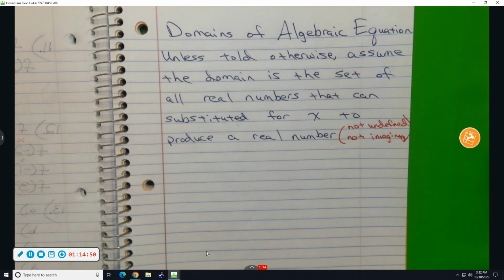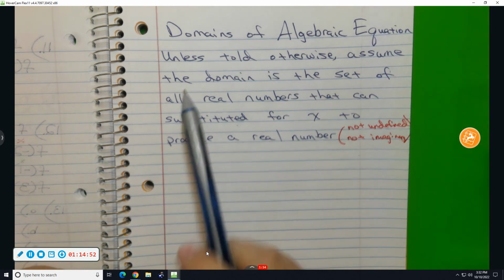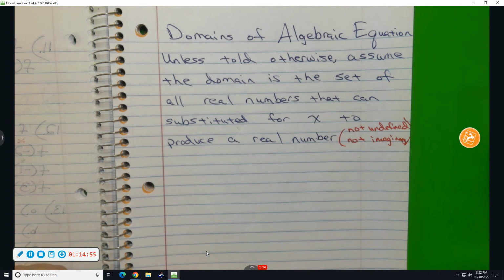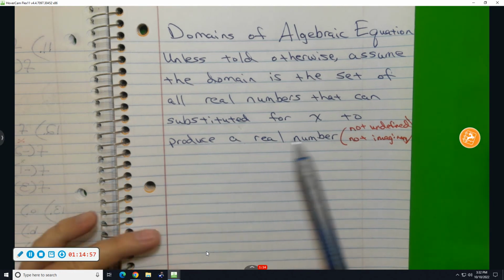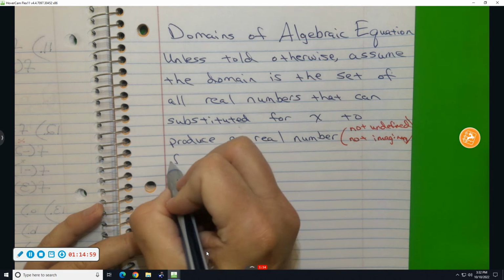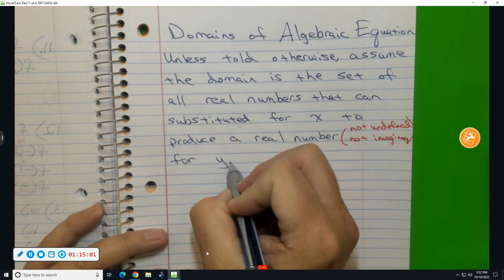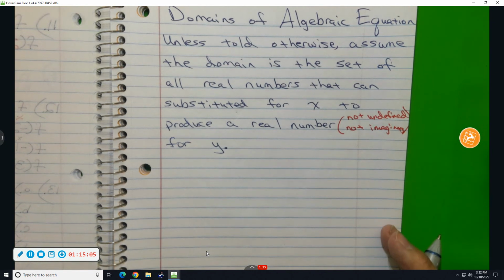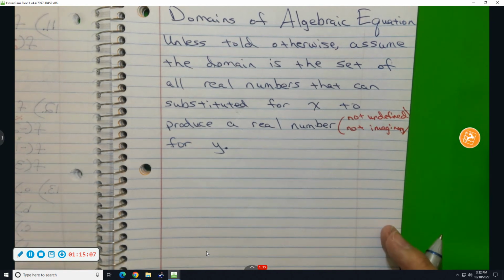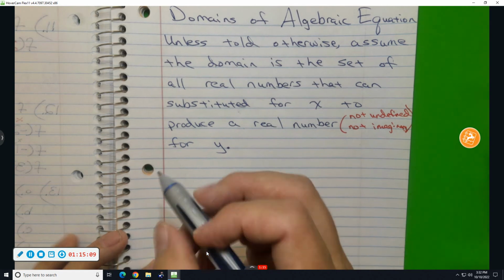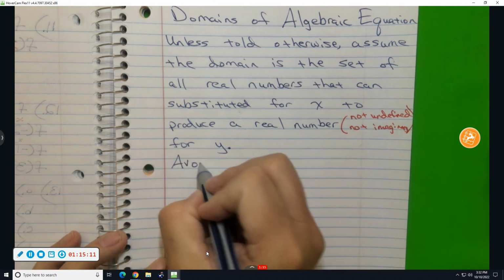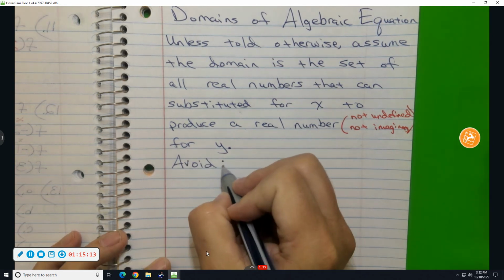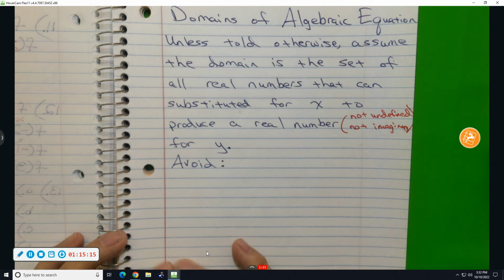So you assume the domain is the set of all real numbers that can be substituted for x to produce a real number for y. You don't want an undefined result. You don't want an imaginary number. That means we have to avoid two things.